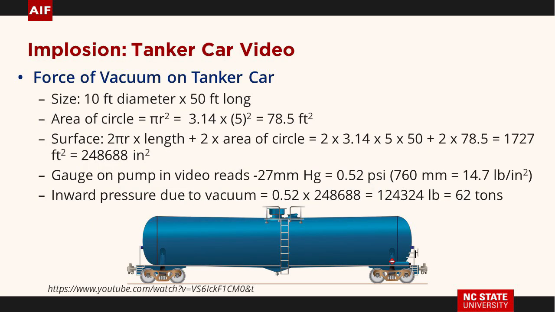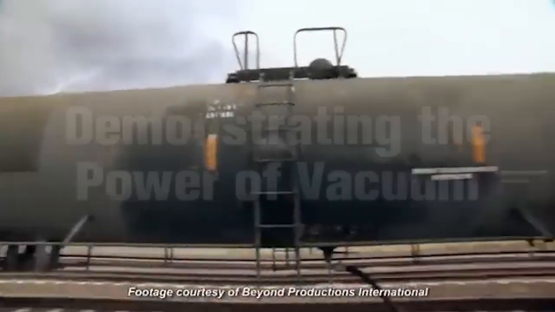So let's look at this little tanker car video. I won't go through all the calculations, but if we pull a vacuum on this, it's a very weak vacuum. We're only going to 0.52 psi. We're going to put 62 tons of force on it.